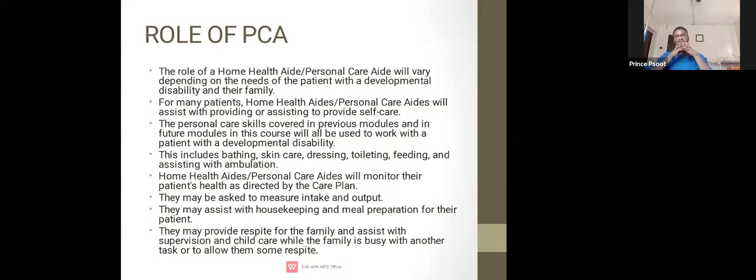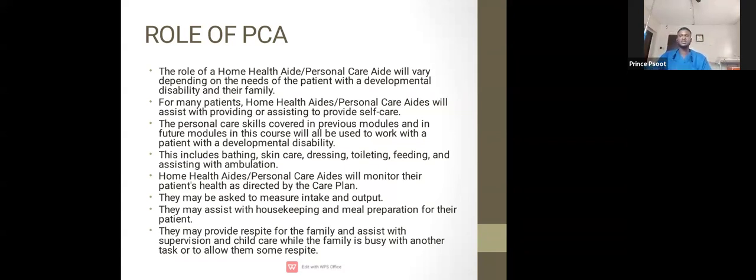The personal skills covered in previous modules and in the future modules in this course will be used to work with the patient with developmental disability. So this includes bathing, skincare, dressing, toileting, feeding, assisting ambulation. We'll talk about this as time goes on. How to help a patient to stand, how to dress a patient, how to bathe a patient, how to wash a patient's hand. All these skills will help us to assist the patient effectively.